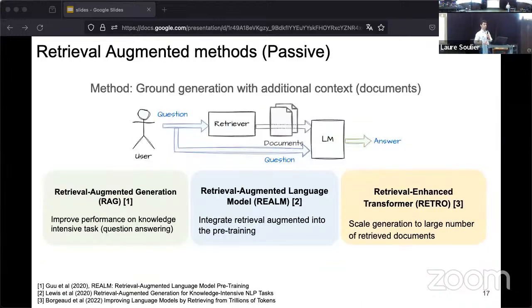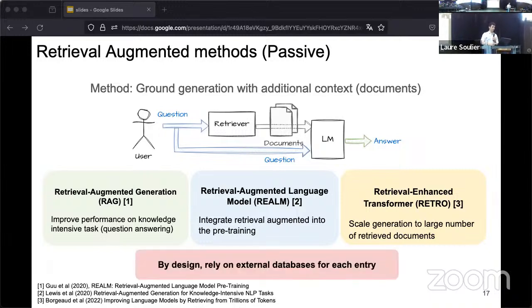To deal with this problem, a common method to reduce hallucination is to ground the language model on documents that are previously retrieved. So, for example, in retrieval augmented generation, given a user question, first a set of documents is retrieved, and then the documents and question are used together. The retrieved documents are used as additional context to generate an answer. However, this method by design relies automatically on the external database for each entry, without considering the inherent ability of the model to answer the question.